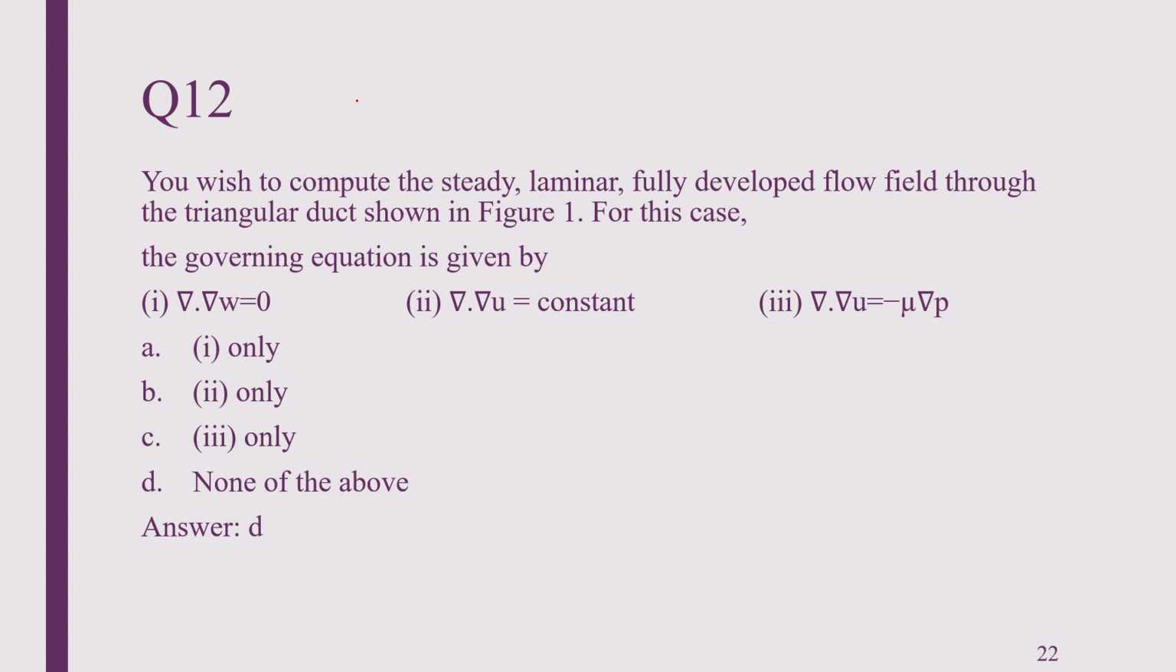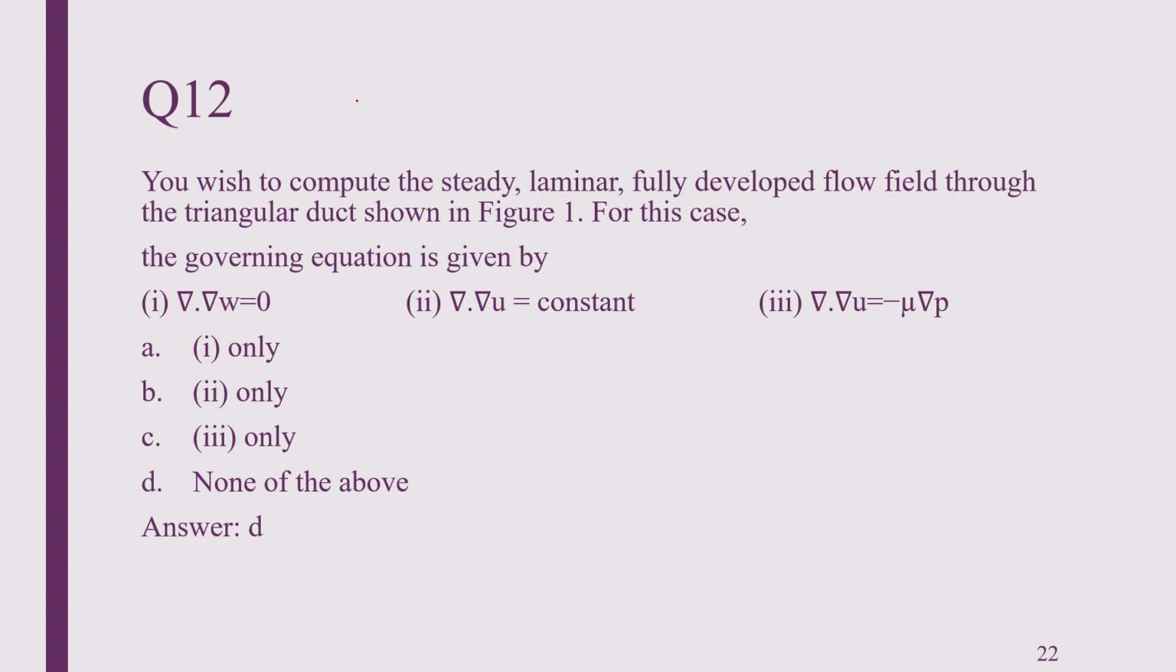So what is given? We are computing the steady laminar fully developed flow field through the triangular duct, as given in figure 1. For this case, the governing equation is given by: 1, del dot del W is equal to 0; 2, del dot del U is equal to constant; 3, del dot del U is equal to minus mu times delta P. Option A, it is 1 only; option B, 2 only; option C, 3 only; option D, none of the above.